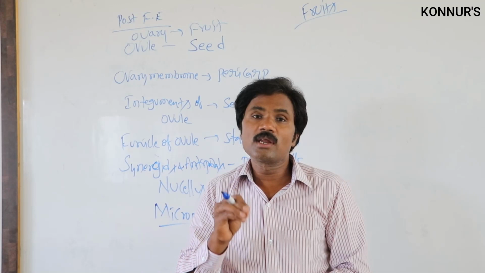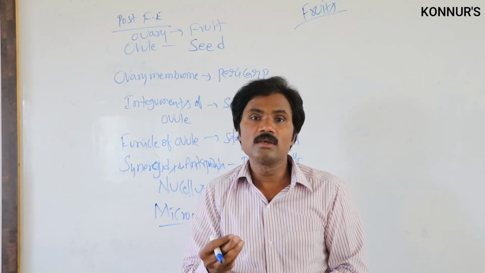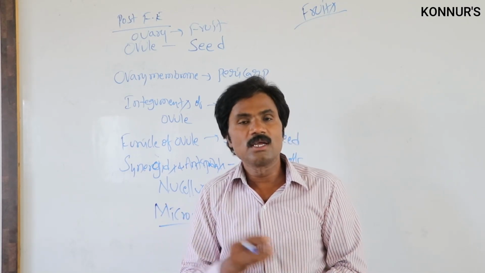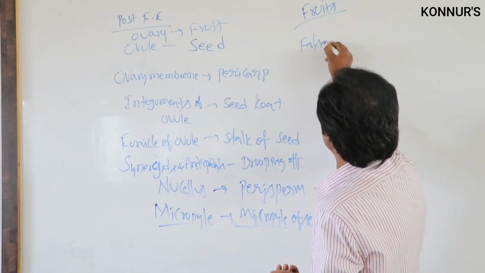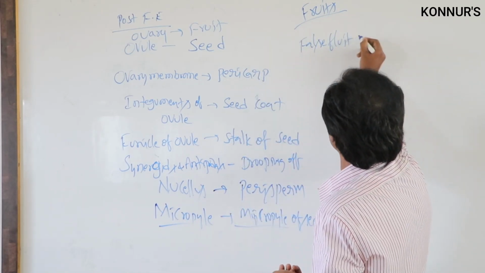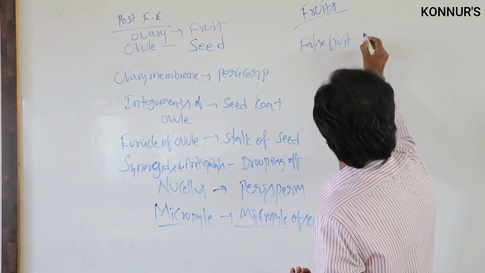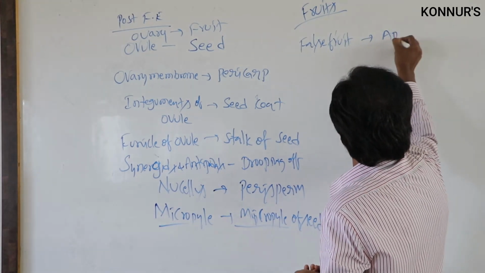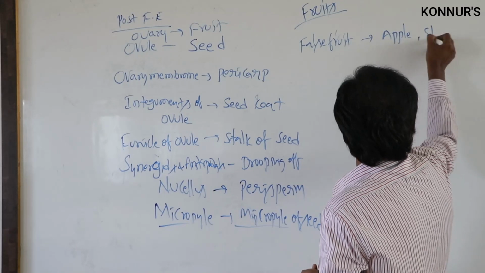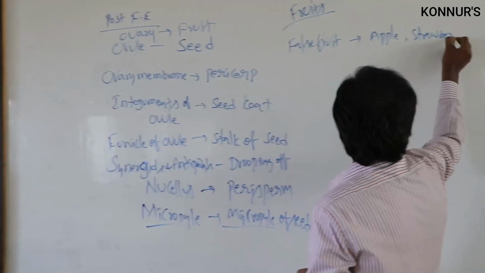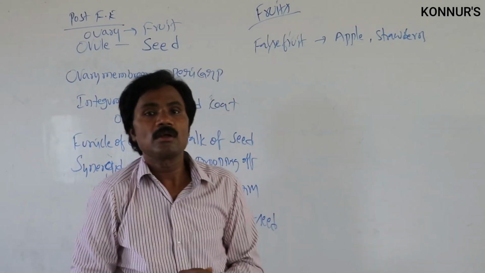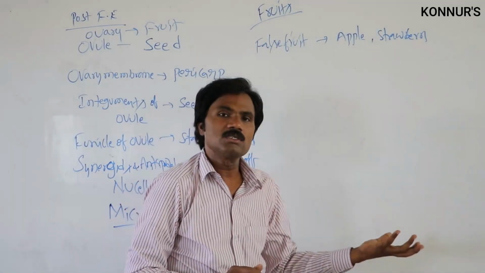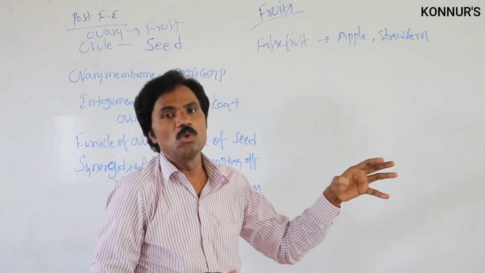But fruits that develop from parts other than the ovary, that means the thalamus, we call false fruits. False fruits are normally observed in apple and strawberry. Most of the rest of the plants bear true fruits only.